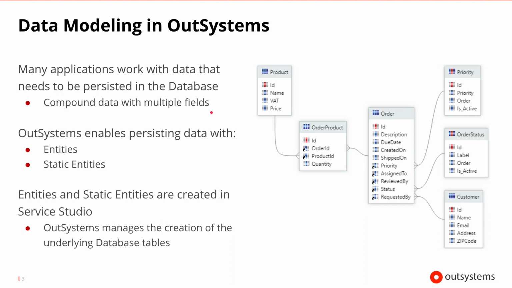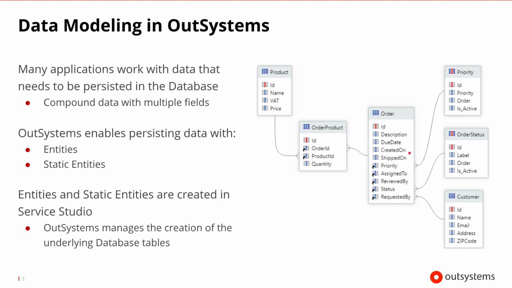Data modeling in OutSystems is necessary because applications are going to work with data, and some of that data will need to be persisted inside of a database. And oftentimes that data is compound data that has multiple fields. So to the right here, we can see a data model that was created inside of OutSystems, and we can see that it has an order, and that order has a description, a due date, and other types of information.